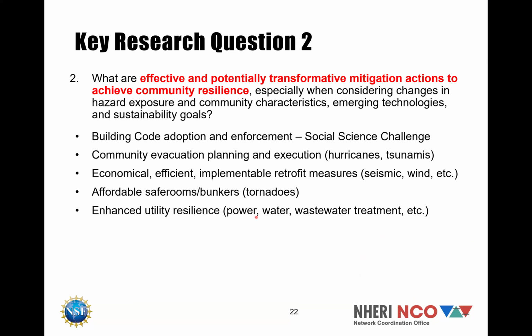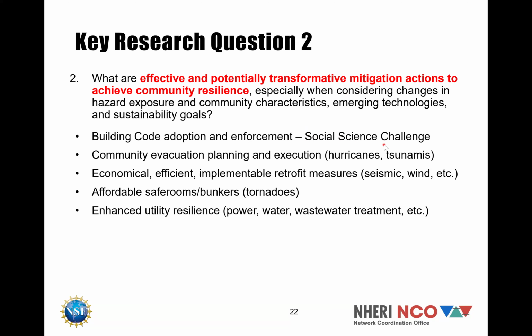So moving on, what are effective and potentially transformative mitigation actions to achieve community resilience? Building code adoption just jumps to mind. If we could get every community in the US to adopt the current codes, we would be golden. Seriously, we would be golden. There wouldn't be the kind of damage and the tragedies that we're having now. And I'm sorry, but engineers are not going to get that done. I've testified often enough in front of our legislature and our city council to know that, yes, they listen, but somehow it's not enough. They make decisions that are not in the best interest of the public.